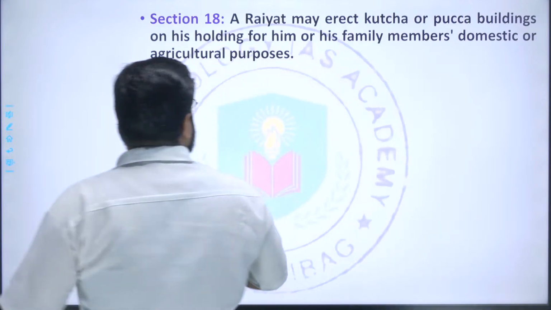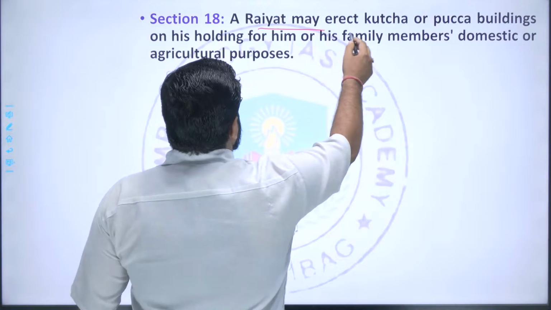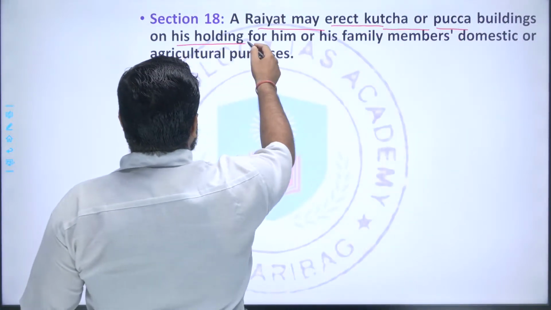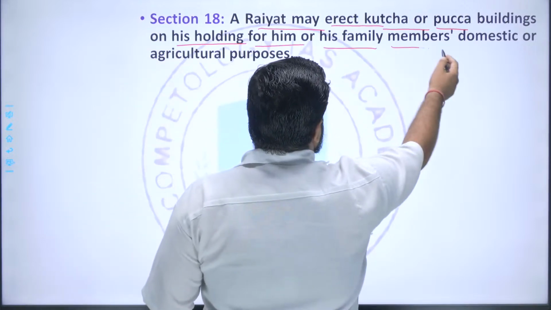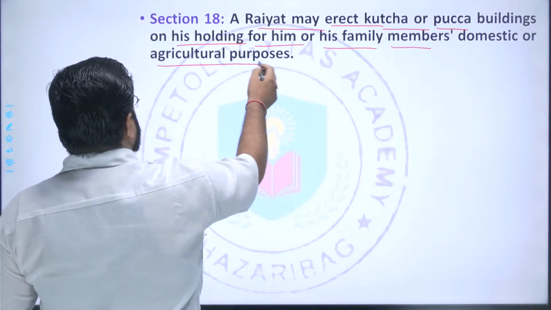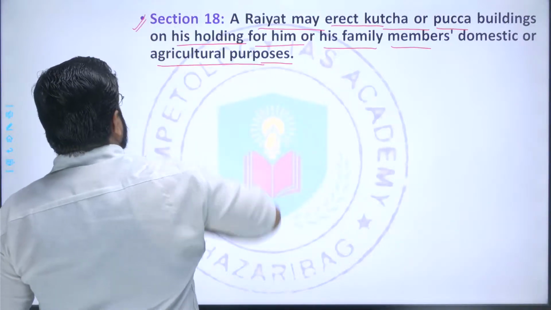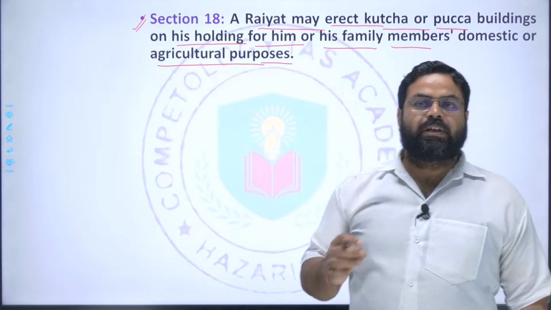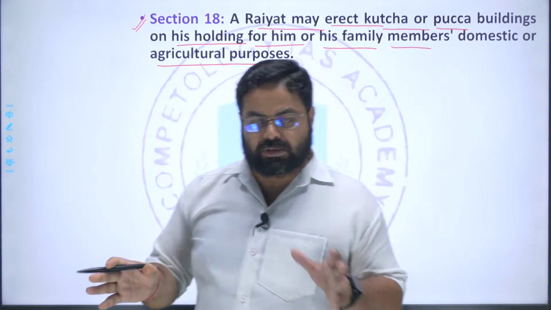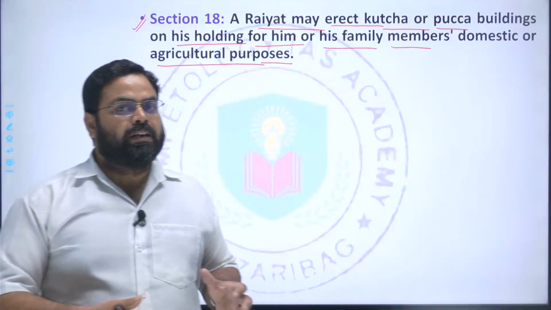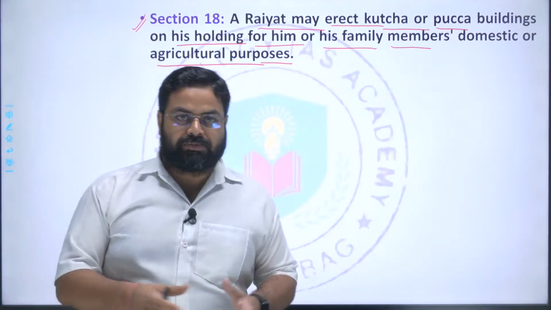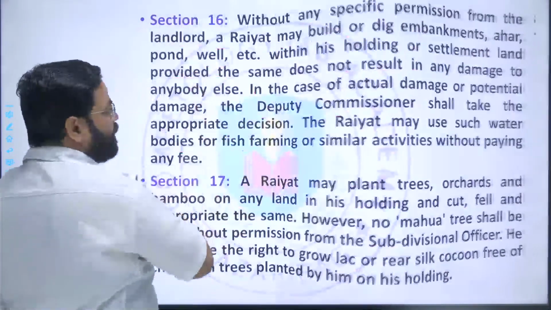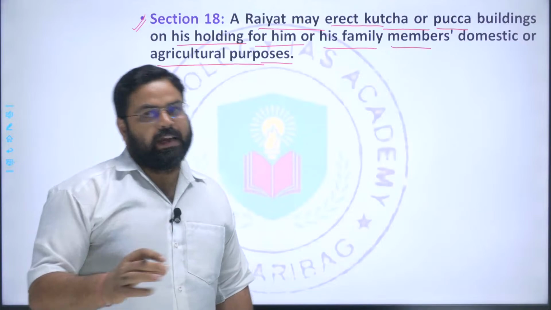Section 18 says that a rayyat may erect a kacha or pakka building on his holding for himself or his family members, for domestic or agricultural purposes. So he is allowed to construct any kacha or pakka building, makan, whatever it is, or even in the farmland he can construct a building for storage purposes, like for agriculture purposes, and nobody can restrict him from doing that, right?